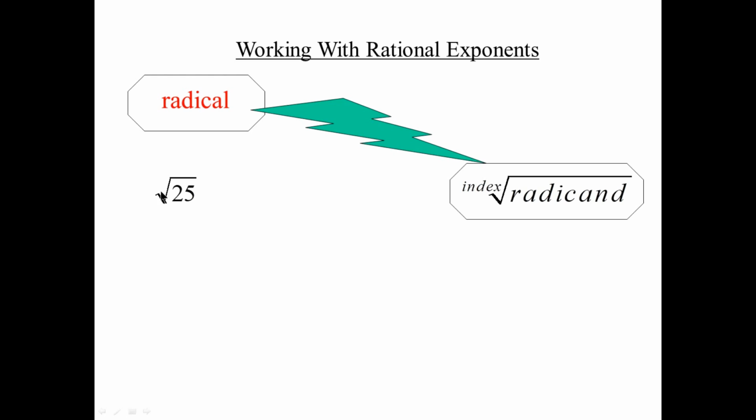There's been an invisible index all along for the square root of 25, and that invisible index is the number 2. So the notation means the number that when used as a factor 2 times gets us 25. And the number that when used as a factor 2 times gets us 25 is the number 5. And we've been calling it the square root of 25.